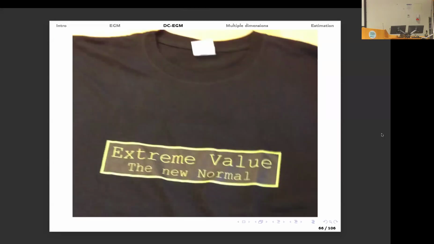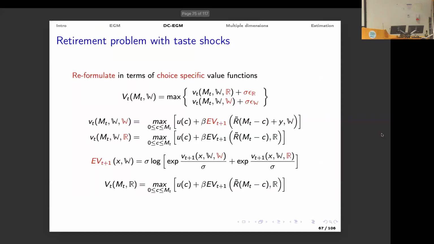And so what's that special? Extreme value, the new normal. Bob didn't want to talk about extreme value too early. And I mean, we don't have to, but this is so convenient. That's the new normal. So we reformulate the problem. Now I'm rewriting the same problem of retirement in the choice-specific value function space. Now these small v's have 2 arguments. The second argument is a state: a worker who chooses to continue working or who chooses to retire.